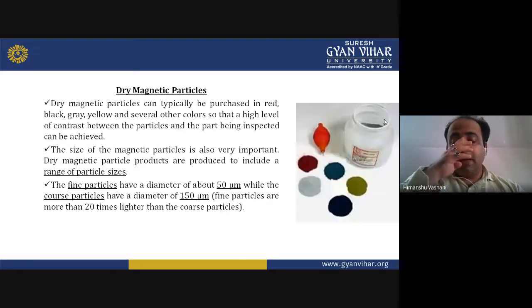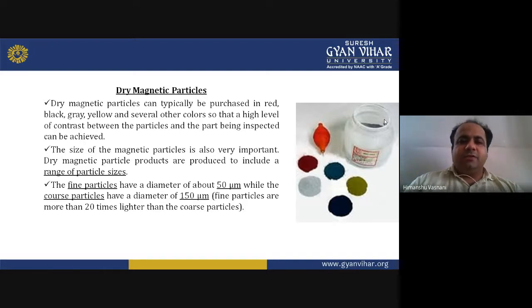Now, dry magnetic particles. Dry magnetic particles can typically be purchased in red, black, gray, yellow, or several other colors, so that a high level of contrast between the particles and the part being inspected can be achieved. You have to distinguish the particles from the part to be inspected, so you can have the dry particles in various colors to maintain a level of contrast.